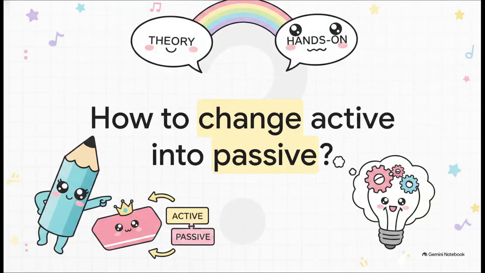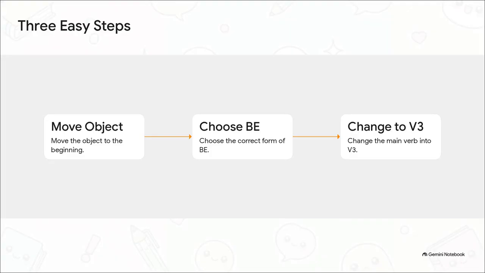Okay, so seeing the end result is great, but how do we actually take this theory and apply it? Like, what are the exact mechanics of transforming an everyday active sentence into a passive one? Well, there are just 3 incredibly easy steps. Step 1, you take the object and move it right to the front. Step 2, you choose the correct form of our chameleon verb, be. And step 3, you change your main verb into that V3 form.